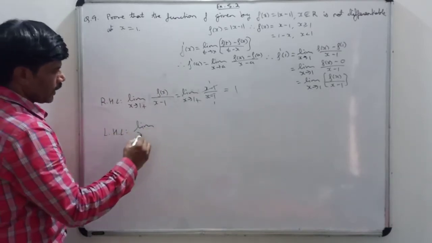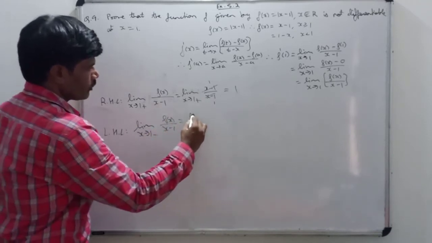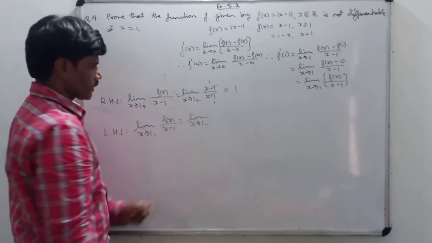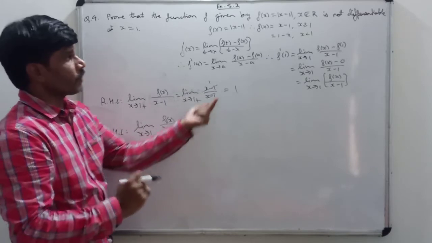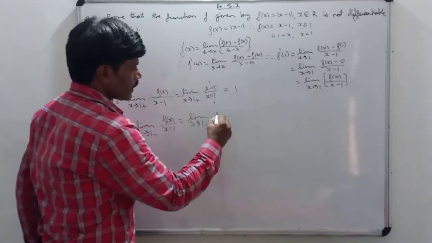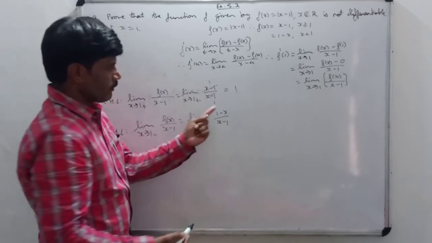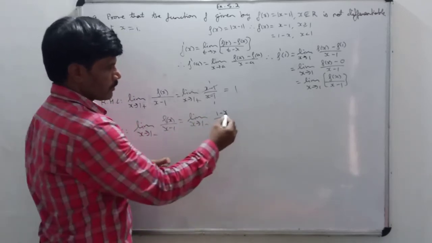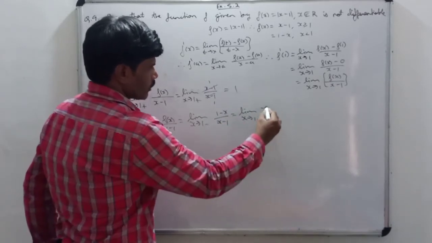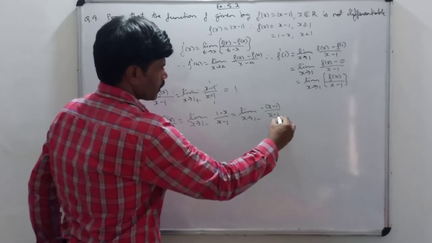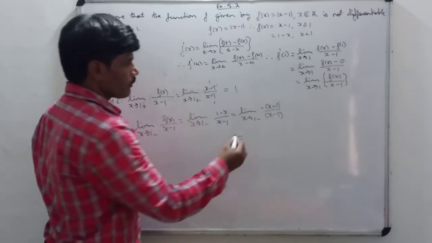So limit x tends to 1 minus, f(x) upon (x minus 1), that is equal to limit x tends to 1 minus. When x tends to 1 minus, x is less than 1. When x is less than 1, what is the function? (1 minus x) upon (x minus 1). From the numerator I am taking minus common: limit x tends to 1 minus, minus (x minus 1) upon (x minus 1). So x minus 1 will get cancelled. What is left? Minus 1. Limit of constant is constant, so limit of minus 1 is minus 1.